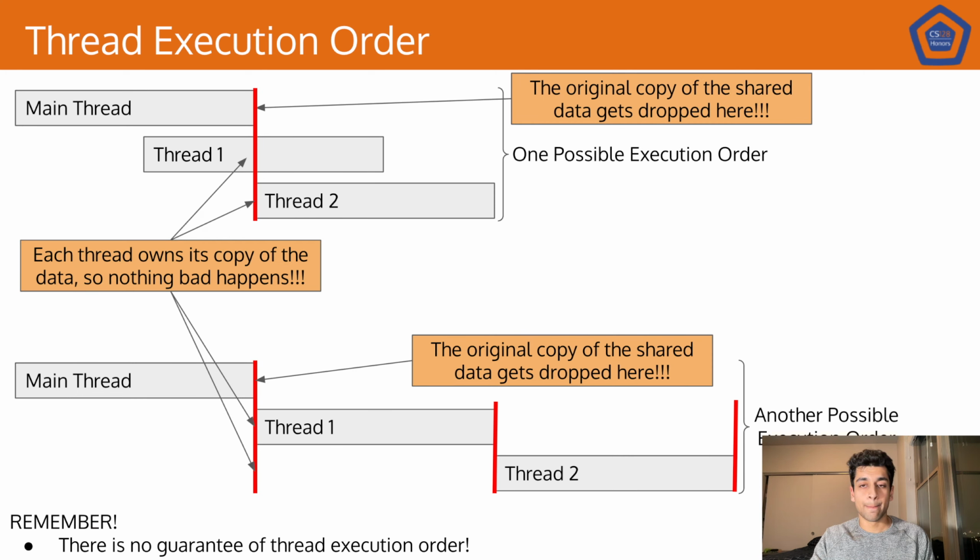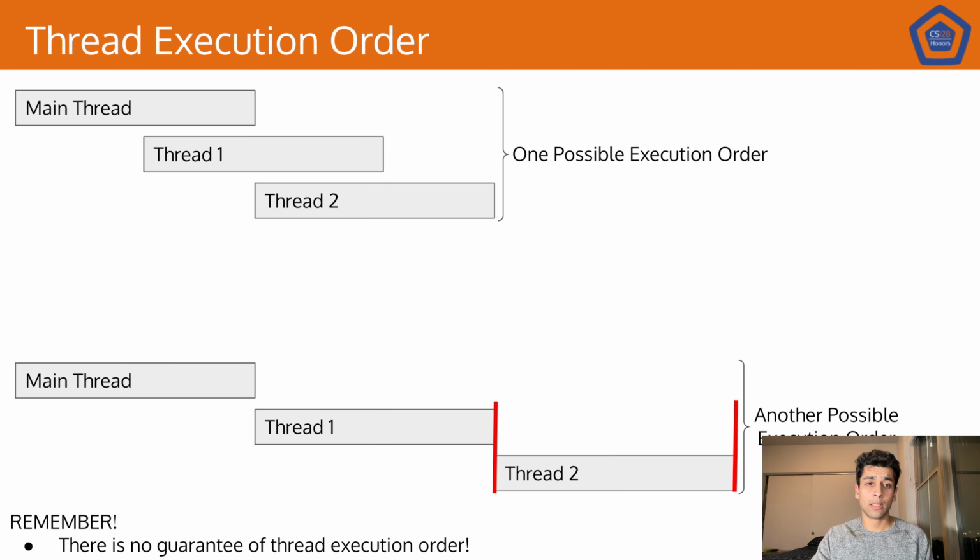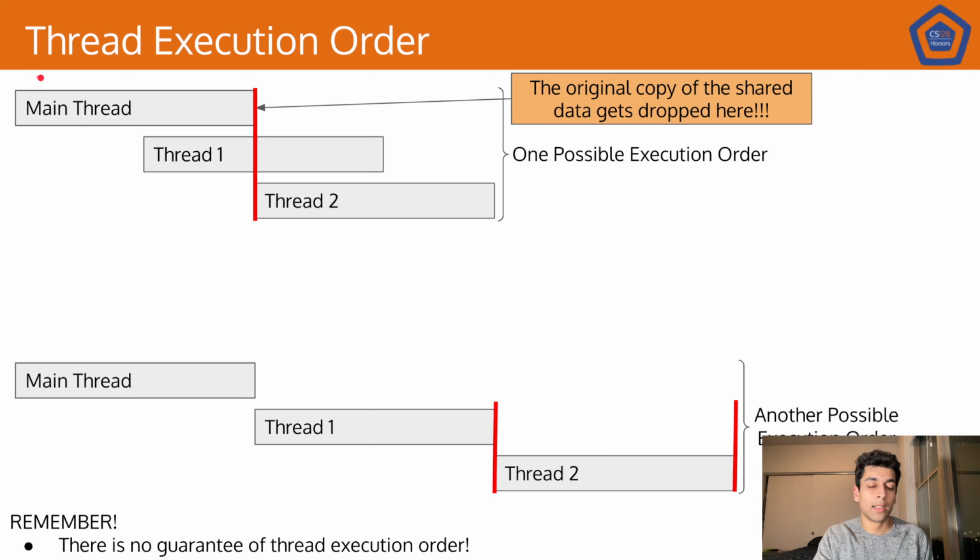So if we were to use this model where we clone the data set, we give each thread an owned copy, then our execution order is fine. The original data set gets dropped at the end of the main thread, but thread 1 and 2 own their own copies of the data, so they're able to continue. We're not using any invalid data because thread 1 retains ownership of whatever data it was given.